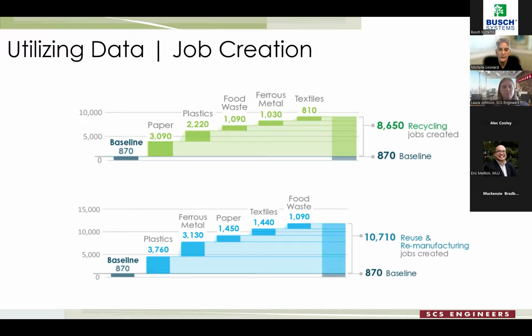And this data is important as the state moves forward to identify where the emphasis should be on future programs in terms of the types and quantities of materials that could be diverted, and what that might mean in terms of job creation and economic development in the state.